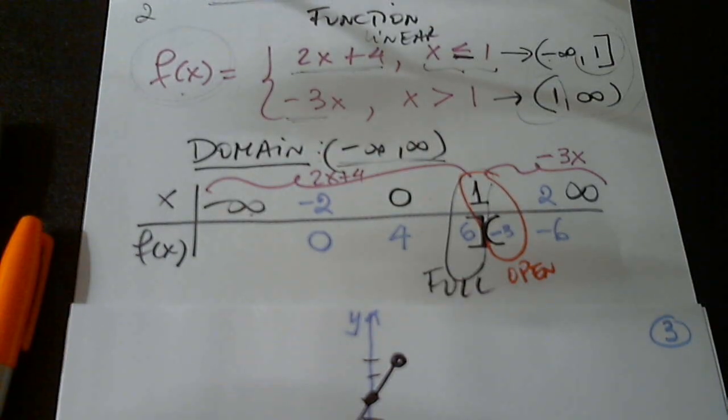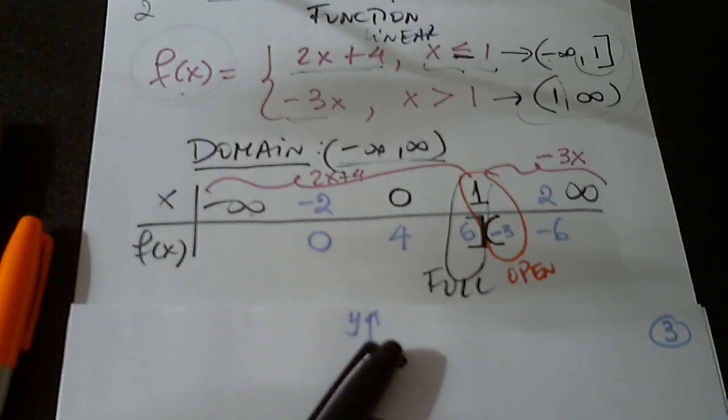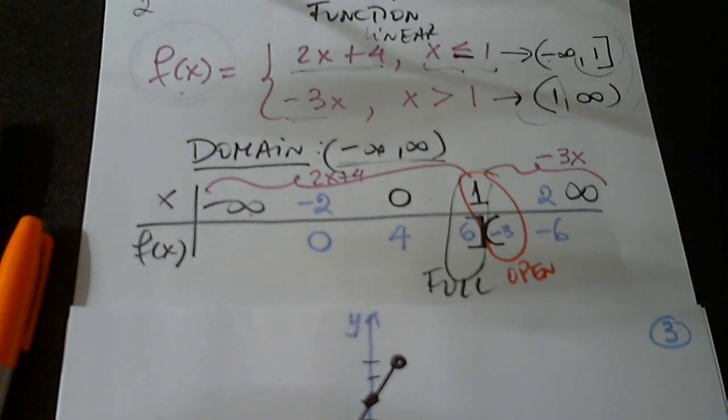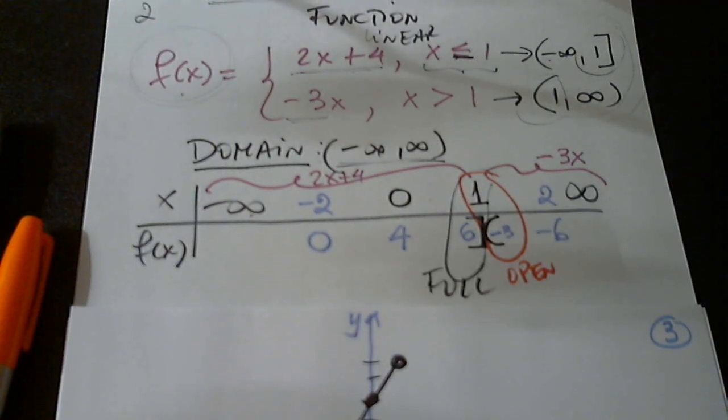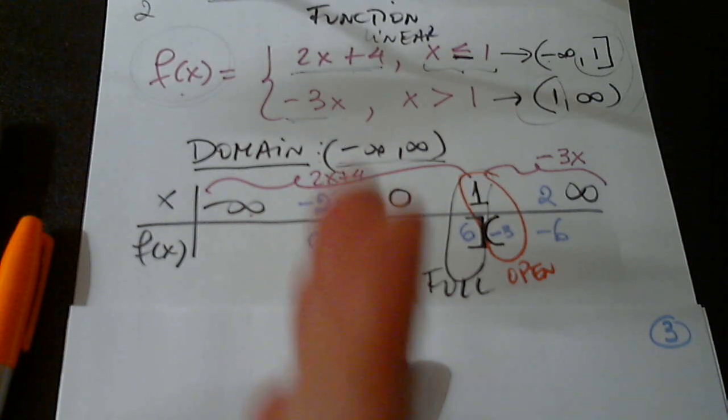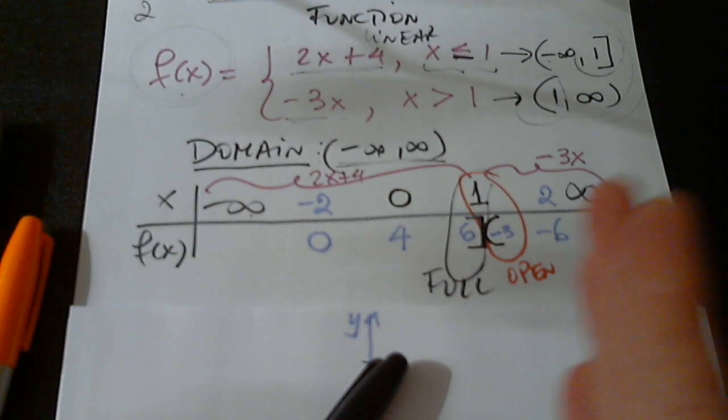You do not have to graph these functions using 2 different colors. The reason I did it is because I want you to understand that this is a piece and this is another piece. If you graph them like this, by the vertical line test, this is not a function. But this one stops at 1, and this one starts at 1. By the vertical line test, this is a function.